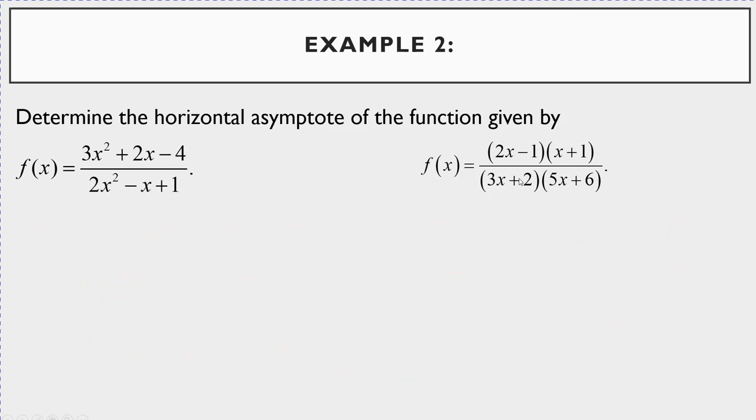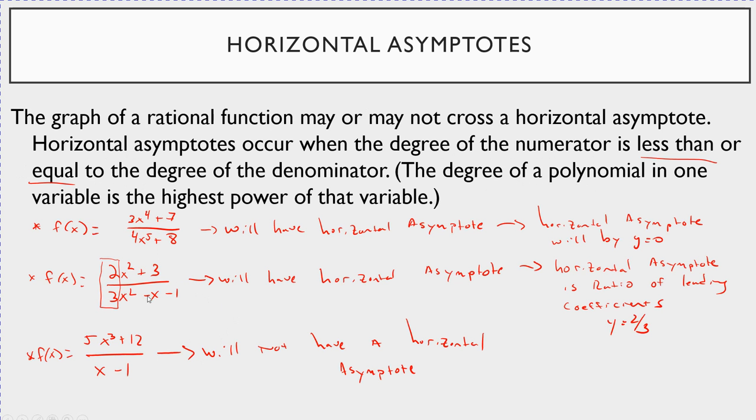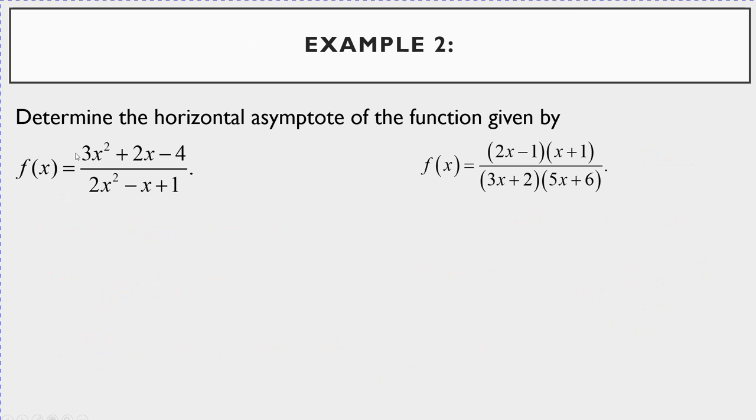All right, let's just do some examples so you can see. All right. I'm going to show you how to do with the limits here. Okay, for this first one. So determine the horizontal asymptote of the function given by. So what you're going to do here, you notice how the degree of the numerators are the same, right? They're both squared. Okay, so it's going to be the ratio of the leading coefficients, right? So it's going to be 3/2.